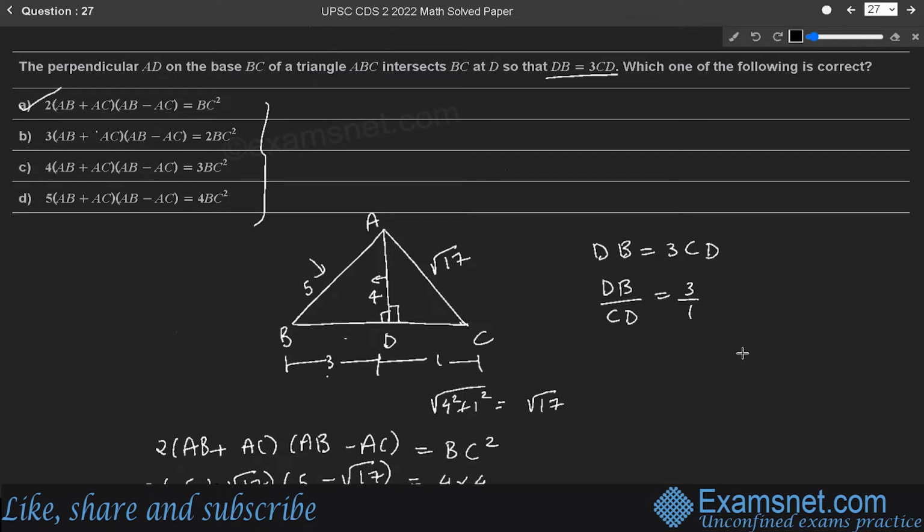In this kind of question, what you have to do is simply assume any values to satisfy the statements. Then you have to check all the statements, and wherever you get both the sides equal, that statement is correct. So here in this question, option number A is correct.